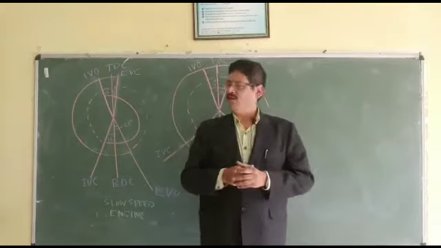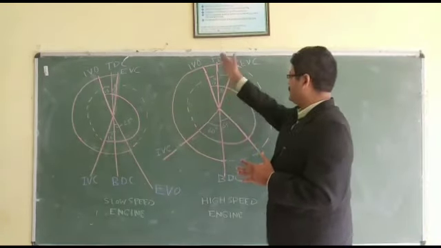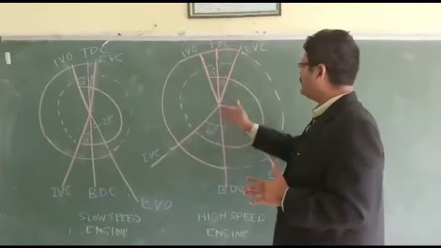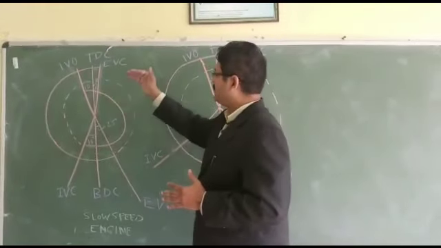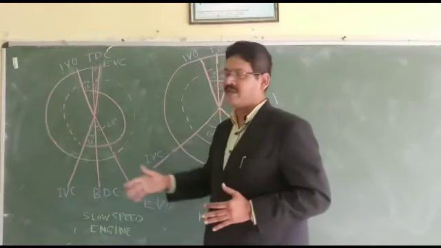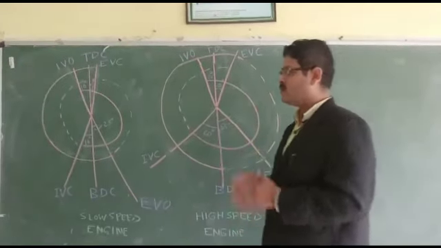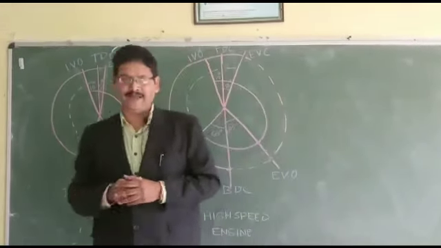Now, we will analyze the variations in the angles which are given. That means the angle at which the inlet valve opens in the case of a slow speed engine is different from that of the high speed engine. So why are such variations taking place?